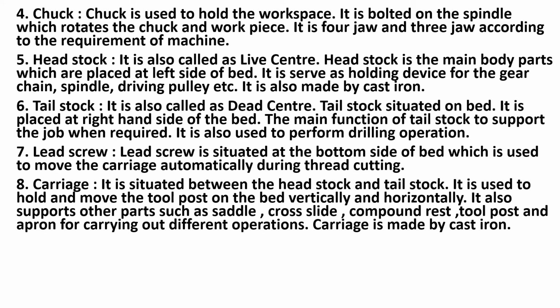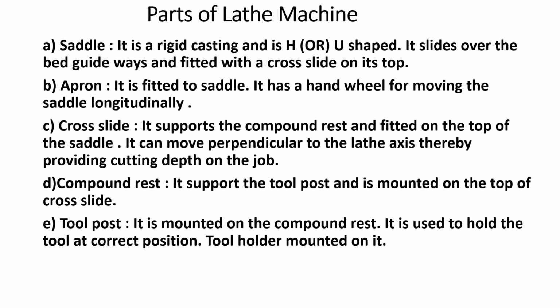Next, the carriage. It is situated between the headstock and tailstock. It consists of the saddle, cross slide, compound rest, tool post, and apron. The carriage is made of cast iron. The saddle is a rigid casting. Rigid means a body with no deformation. It has an H or U shape.